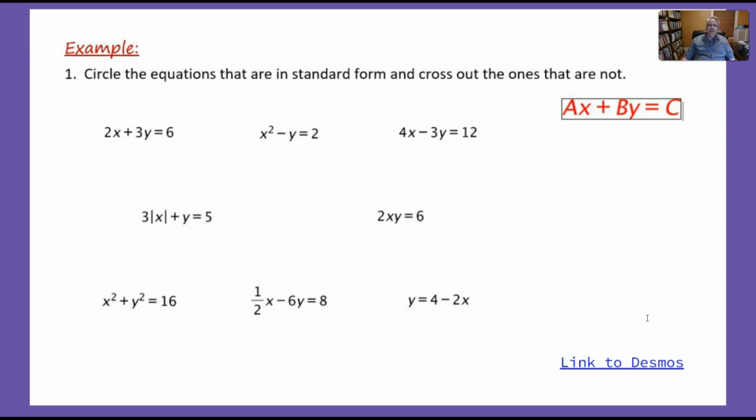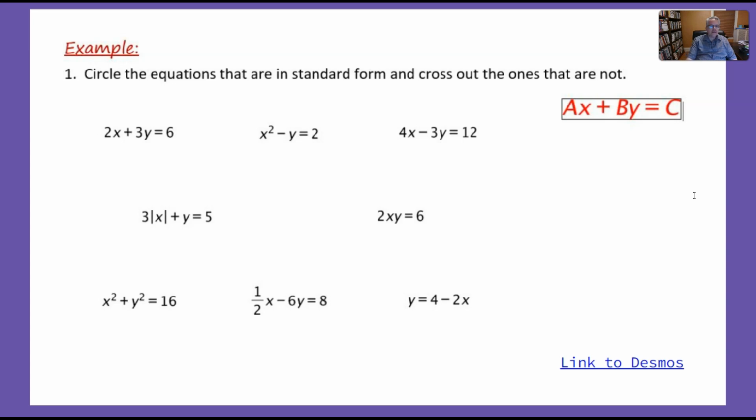And then we'll take a look at the graphs of all of these and see which ones are lines or not. So one of the benefits of standard form is every equation for a line can be put in standard form. All right, so here we go. It says circle the equations that are in standard form and cross out the ones that are not.